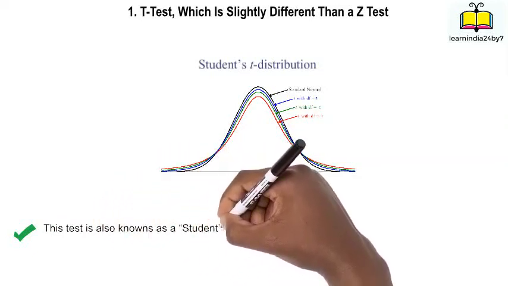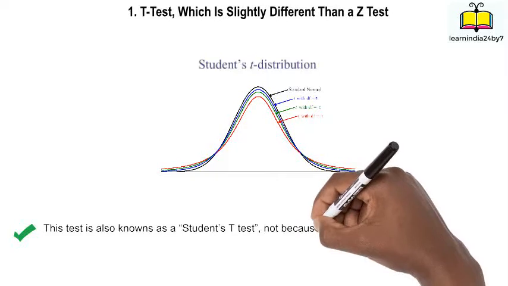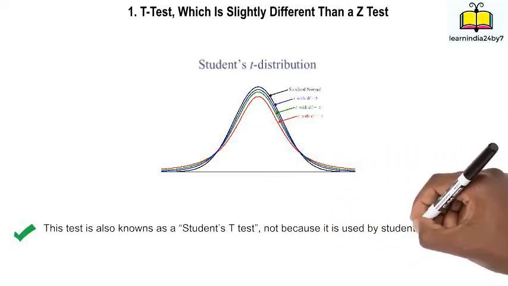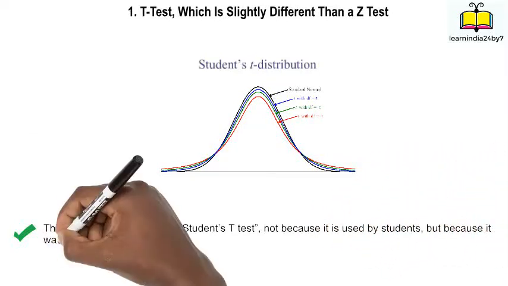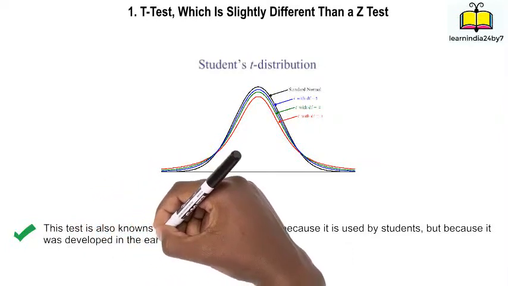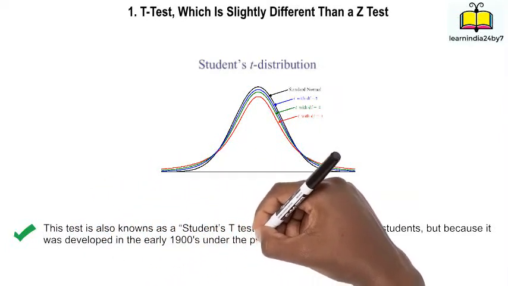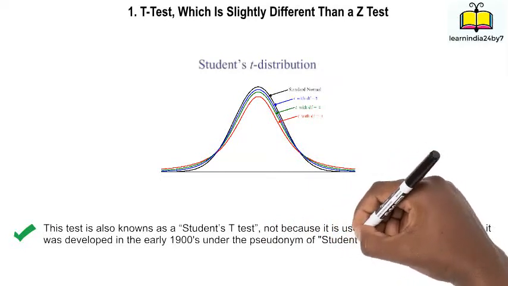This test is also known as student's t-test, not because it is used by students, but because it was developed in 1900 under the pseudonym of Student.